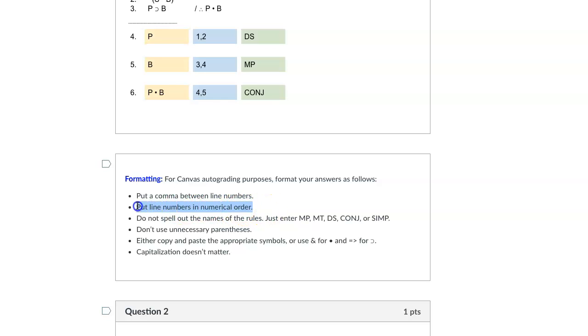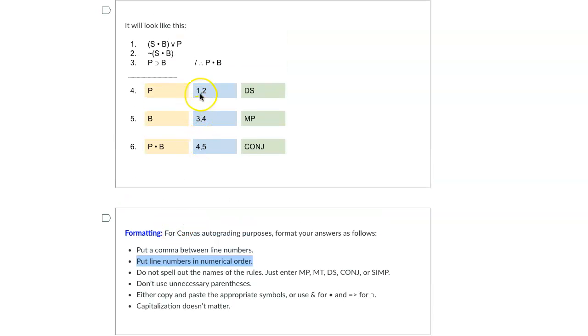Make sure the line numbers are in numerical order. Does this matter logically? No. The point of these numbers is to tell us which lines we looked at. So if you cited lines 2, 1, that's fine. We looked at lines 2 and 1. But for Canvas grading reasons, numerical order.